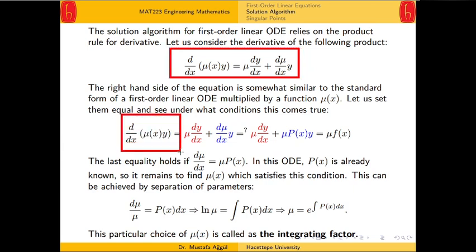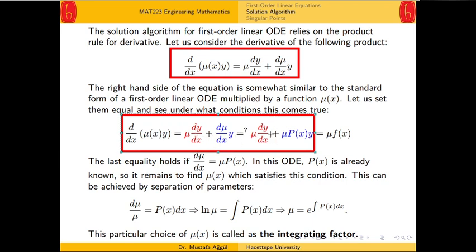Okay, so the product is here, so this is rewritten here, and this product is equal to that. This is already known from this part, and we say if this is equal to that, so if this is equal to mu times dy dx equals mu times p(x)y. This is the right hand side of the standard form multiplied by some mu. So this is what's really happening.